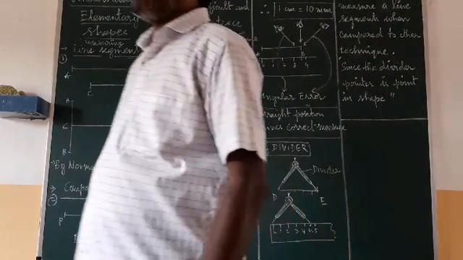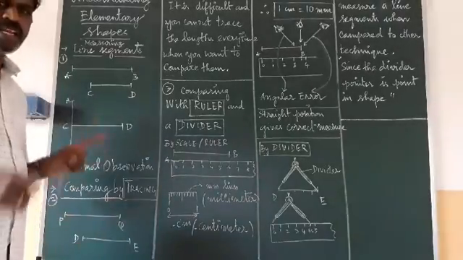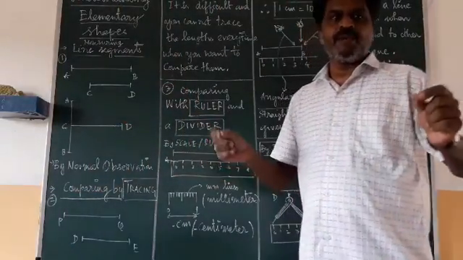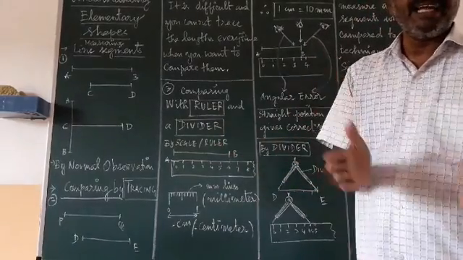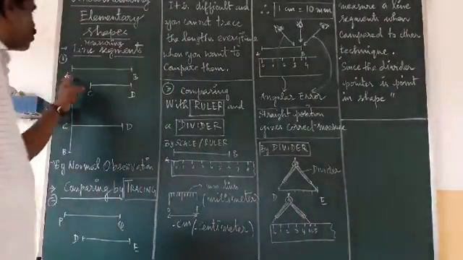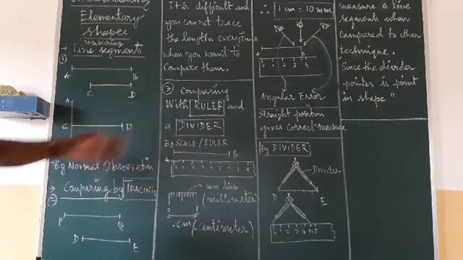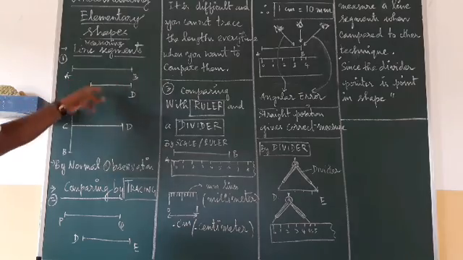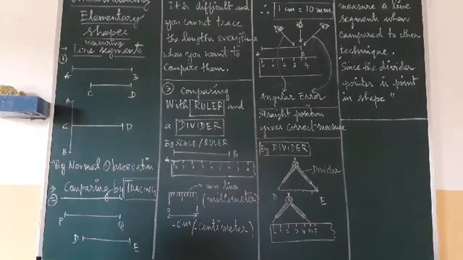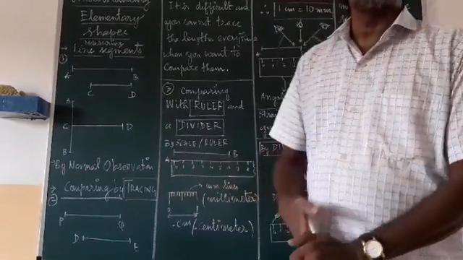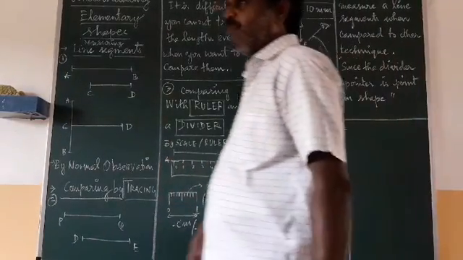About line segment. Line segment means what? Any line which has two end points, that means a starting point and an end point, is called a line segment. So I am taking a line segment AB. This is one line segment. CD is another line segment, because both lines have two end points, A and B, C and D. So these are called line segments. In this chapter, what we are going to see about line segments is how to measure the line segment.